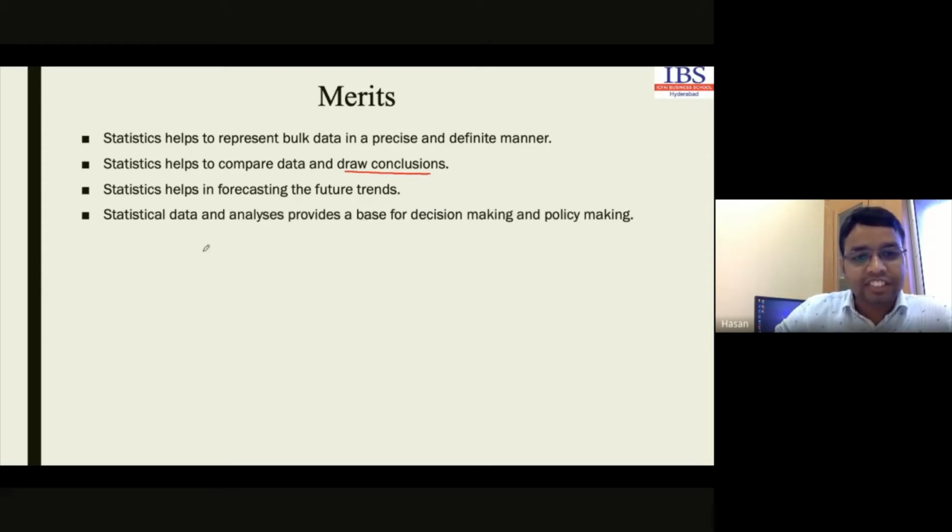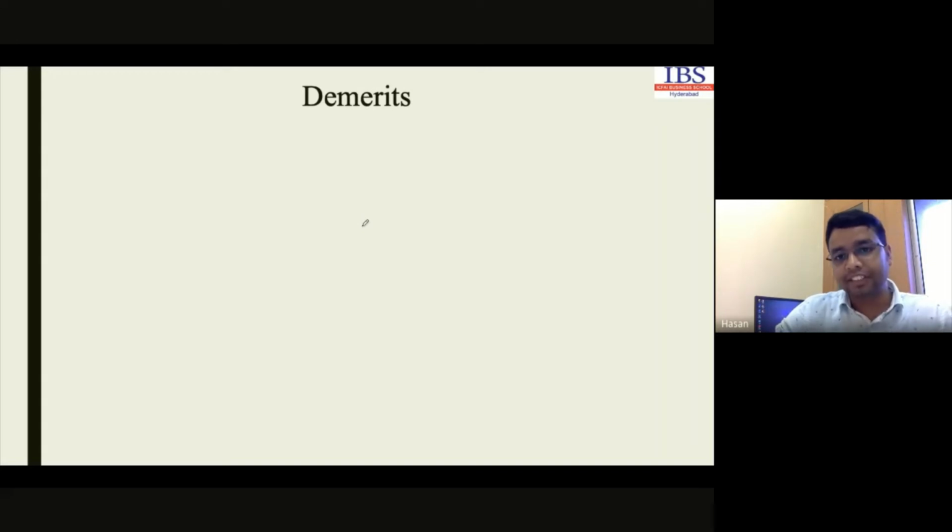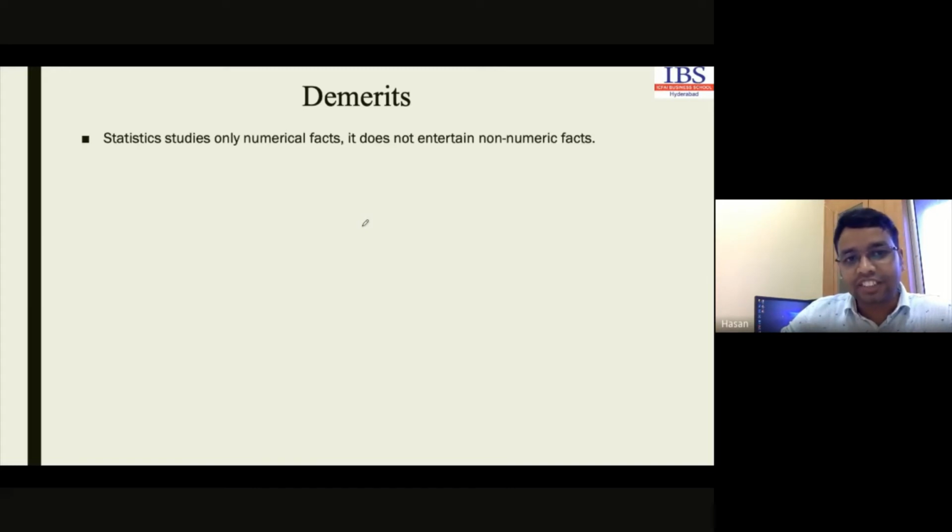Next one is statistical data and analysis provides a base for decision making and policy making. We can easily decide based on statistics. And here are the demerits. Not expensive, this is not a demerit. The very first demerit is statistics studies only numerical facts.